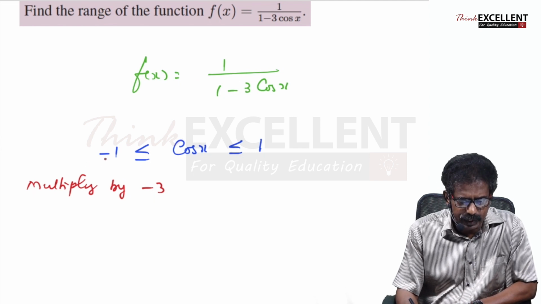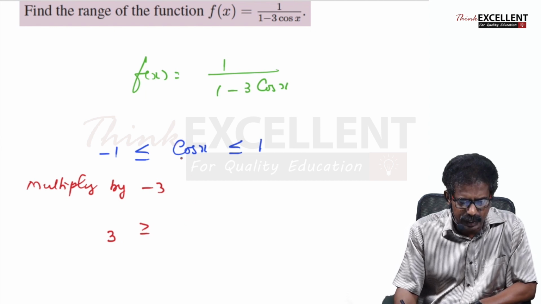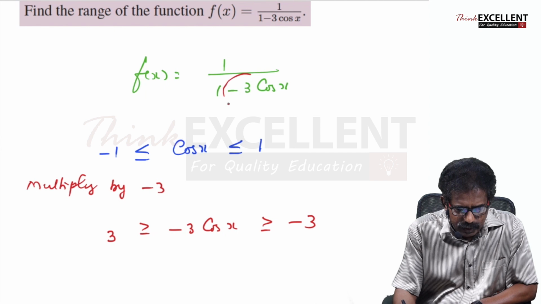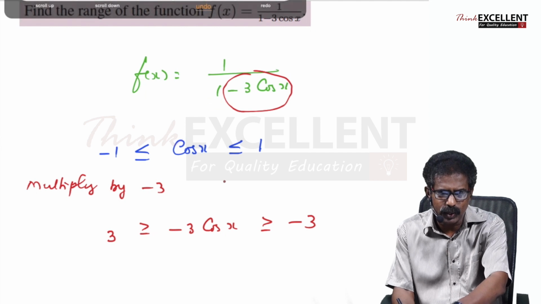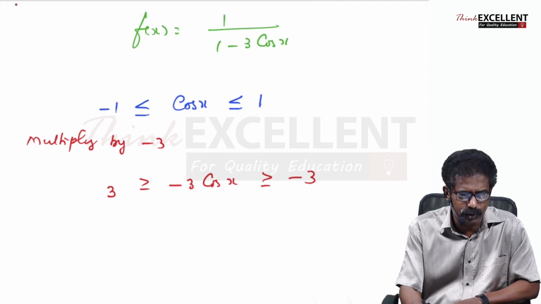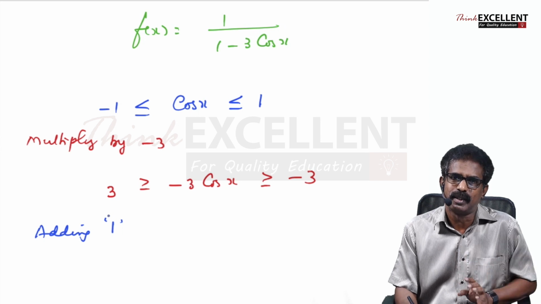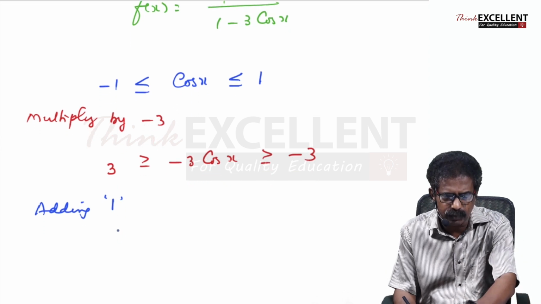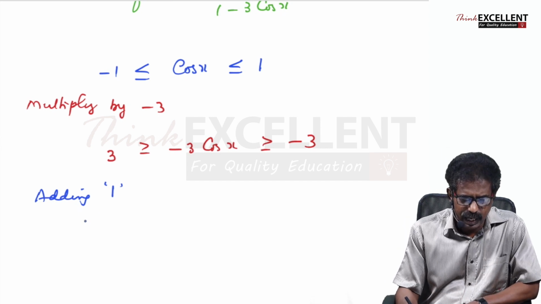So minus 1 into minus 3 is plus 3. Greater than or equal to, inequality reverses, right? So minus 3 cos x is greater than or equal to minus 3 into 1, minus 3. Now please listen. Minus 3 cos x, you got it. Now, another plus 1 is there, right? To get the denominator, you add one more. So the next step, I'm going to add 1. No need to mug up anything. Just see the question, you write step by step. Every time add 1. When you add a positive number or even a negative number, there is no change in the inequality. Add 1 with every term.